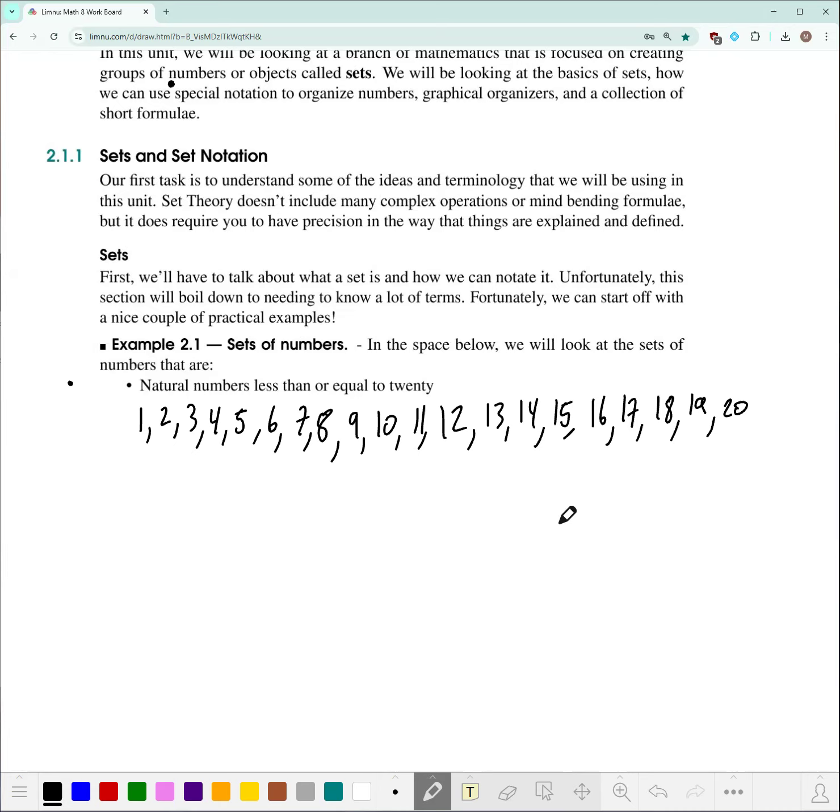Natural numbers, I can count to them. So starting at 1 all the way up through 20, I've listed all the numbers I can count to. This is the set of natural numbers less than or equal to 20. Now, when I talk about sets, I have to notate this in a certain way.